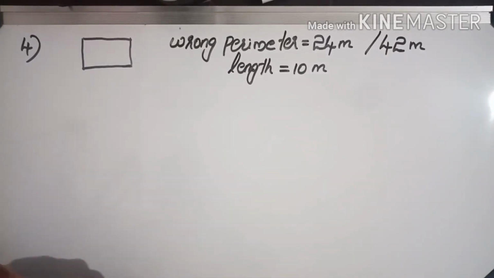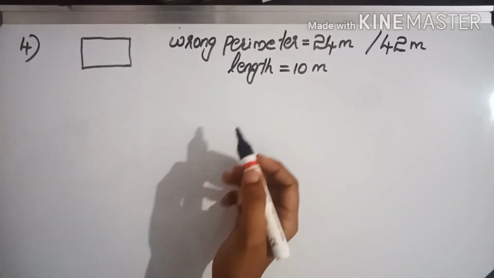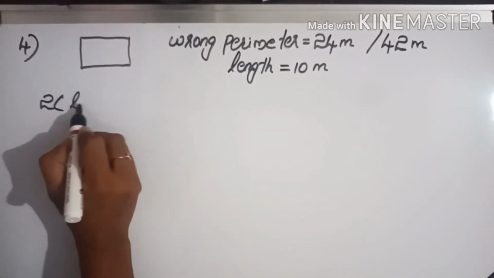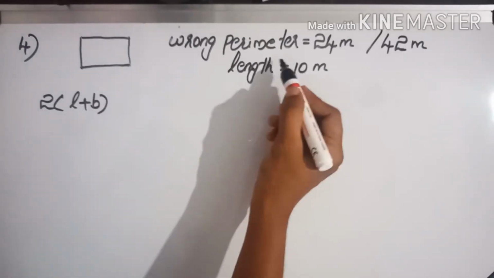Now we know the equation. What is the equation? Perimeter of a rectangle, that is 2 into (L plus B). First let's consider the wrong one.